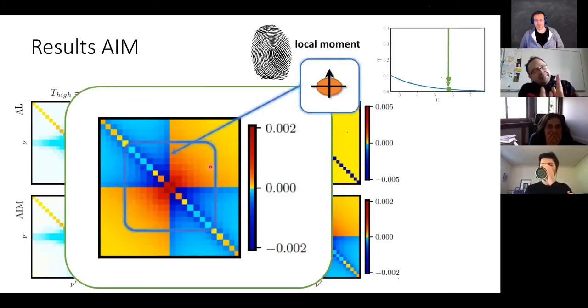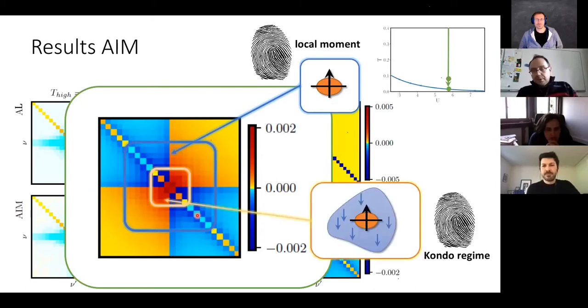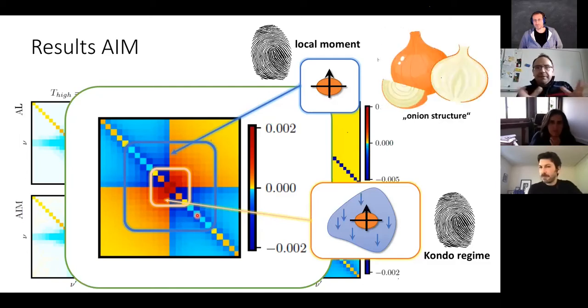So this is the zoom of the low temperature result of the Anderson impurity model. And you see that there is an intermediate region where you still have a negative diagonal, which we interpret to be the fingerprint of the local moment formation, because they suppress the charge fluctuation. But at the same time, you get an inner core where the frequencies are turned back to positive. And this happens because of the Kondo screening.